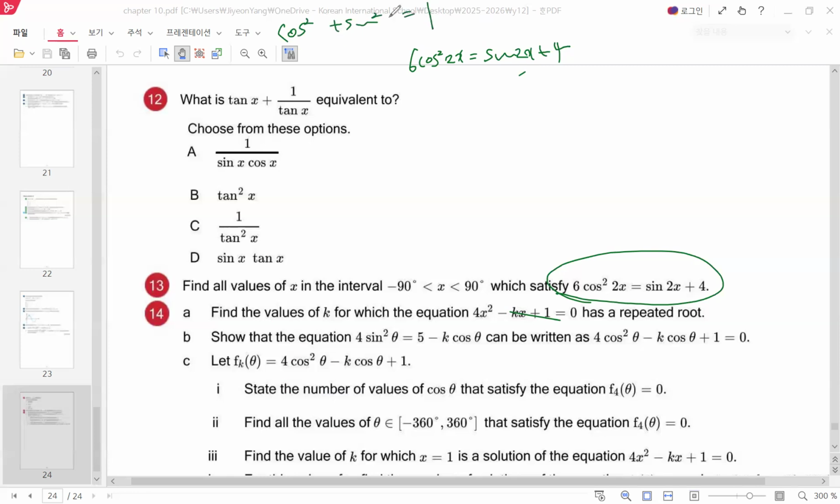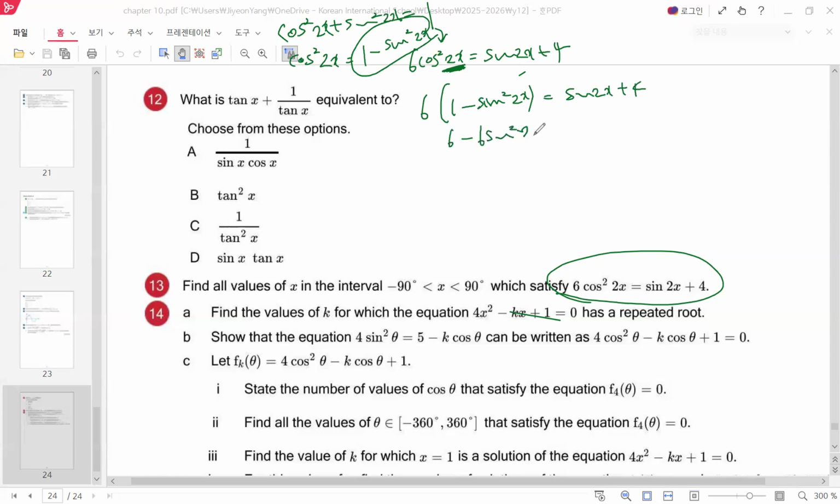It doesn't matter what angle they are. It's just that angle should be the same, that's all. So 2x, 2x, do you understand? In this case, because it is written as cosine squared 2x, therefore, you can convert cosine squared 2x as 1 minus sine squared 2x and substitute this here. So 6, open the bracket, 1 minus sine squared 2x equals sine 2x plus 4. 6 minus 6 sine squared 2x equals sine 2x plus 4.